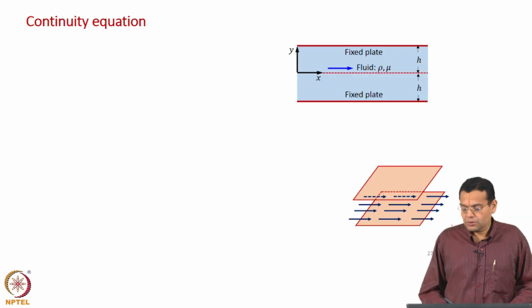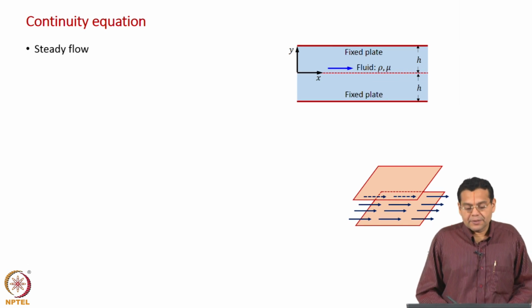So, as in the last example, as in the case of planar Couette flow, we will start with the continuity equation and we will assume the flow is steady.